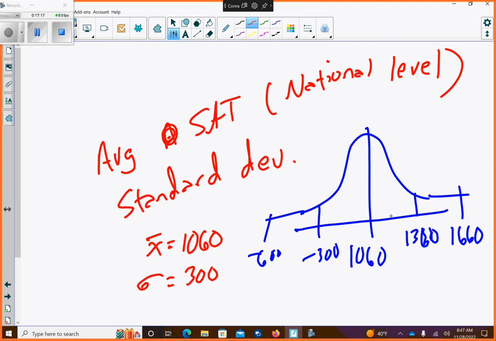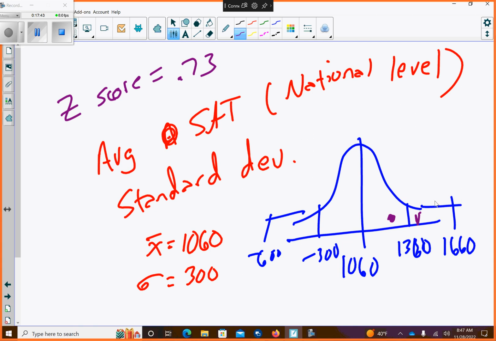But let's say you took the ACT, and let's just pretend they said, hey, you have a Z-score, and I know they won't, but let's just pretend. Let's say you had a Z-score of 0.73. You're to the right of the average, because this is one standard deviation. So let's see how this is going to work out for us. Let's use our information. I'll write this down so I don't forget. 1060, 300, and a Z-score of 0.73.